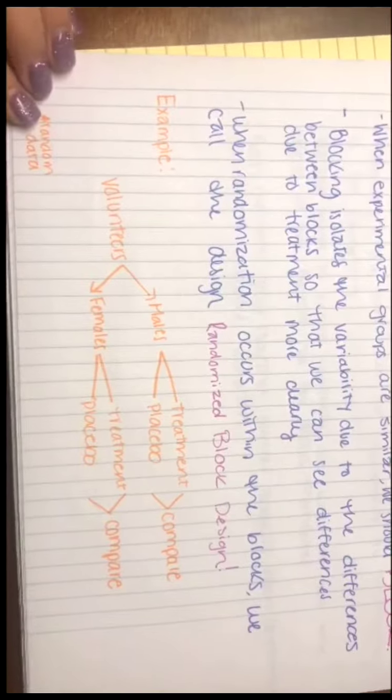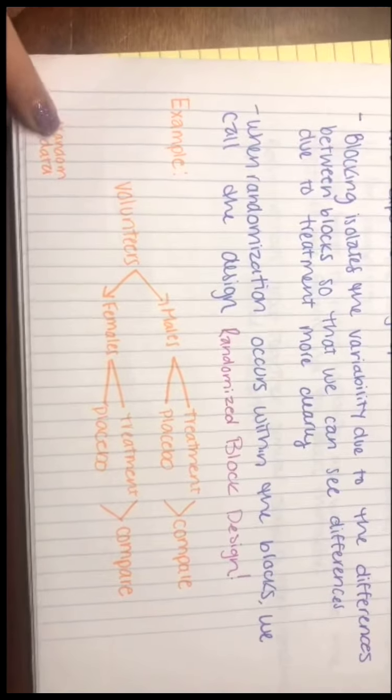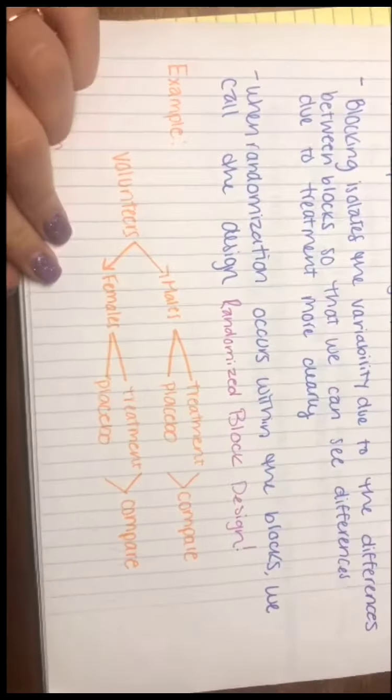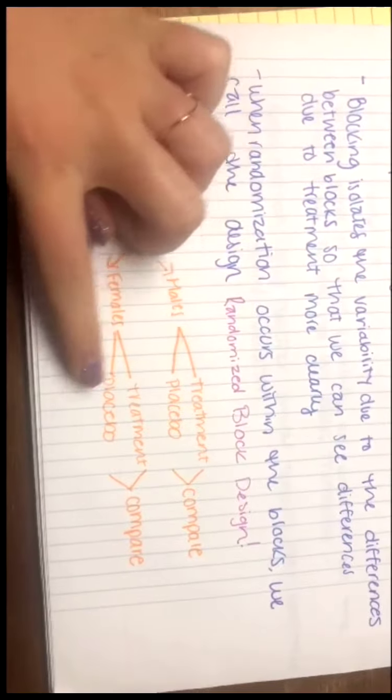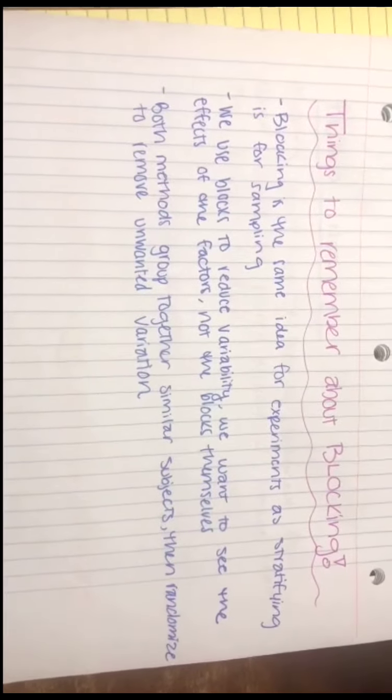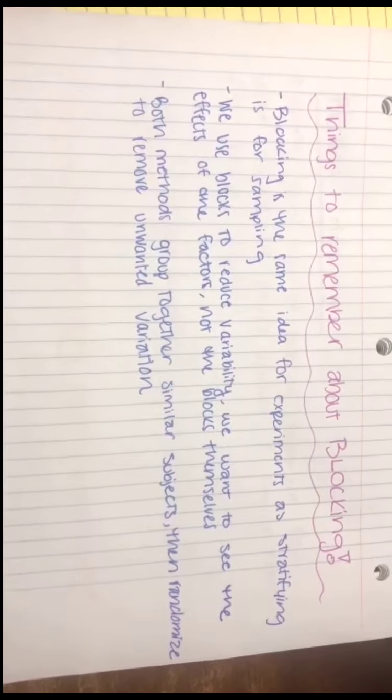Here we can see an example. Of course, we need to have randomization going on. So we take our volunteers and we split them between two different groups. Each group does get the same treatment, but then we want to compare so that we can see the differences between these two groups.